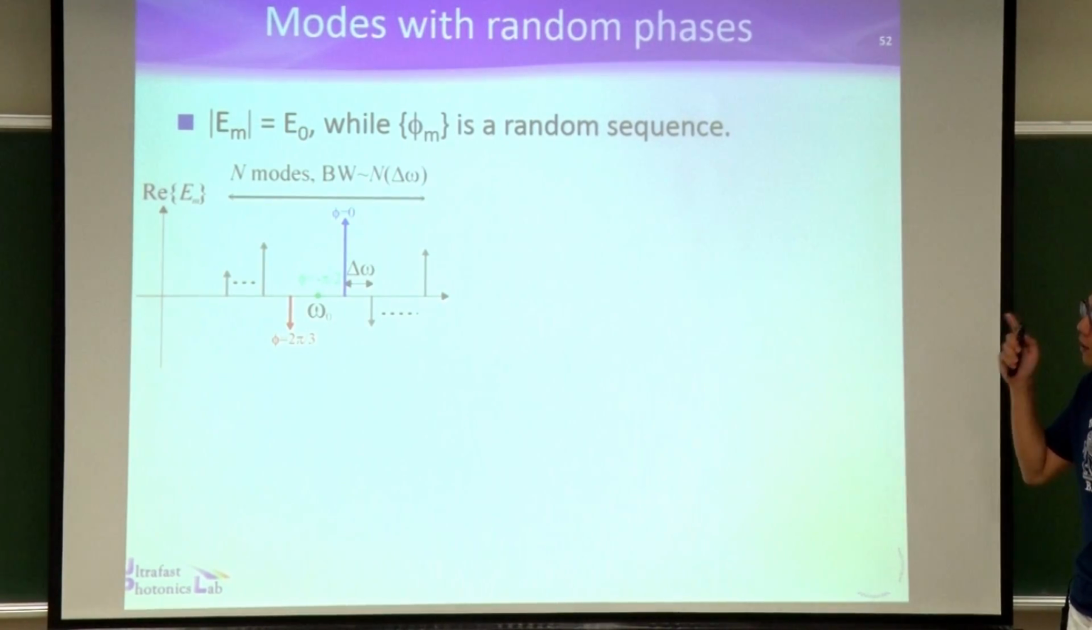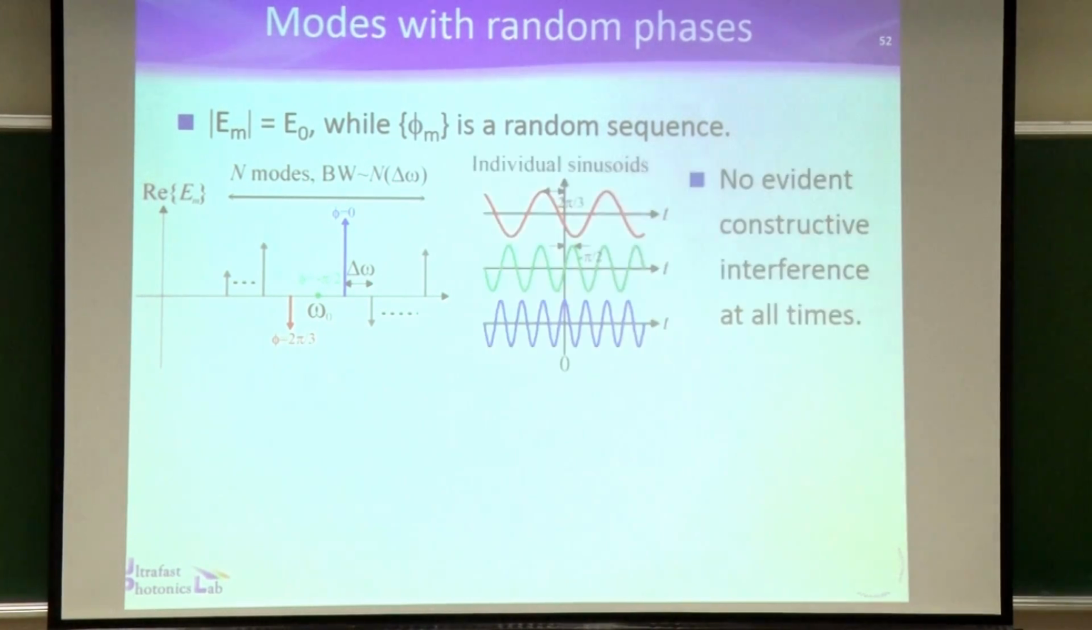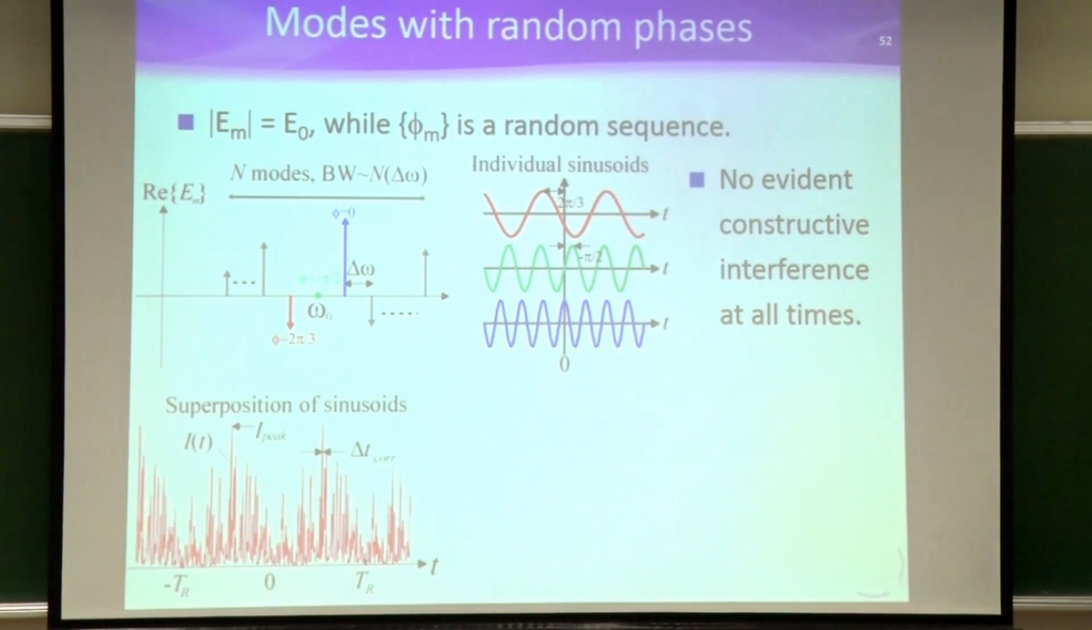Lastly, another extreme case. If all the amplitudes are still the same, but the phases are a random sequence, what would happen? For example, the red one, green one, and blue one have 2 pi over 3 phase, minus pi over 2, and 0, respectively. Just three random examples. Then the superposition should give you something like this, the noise-like waveform.